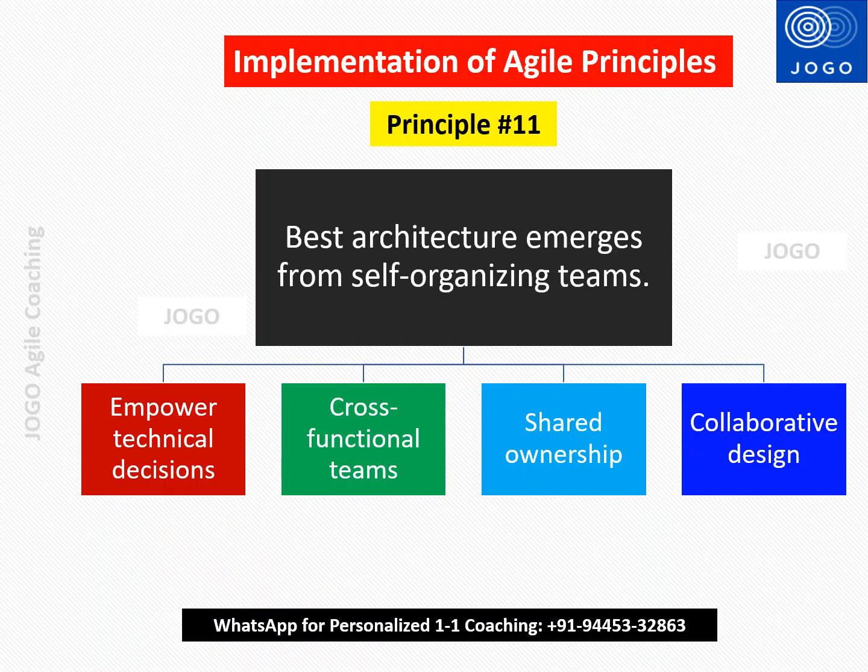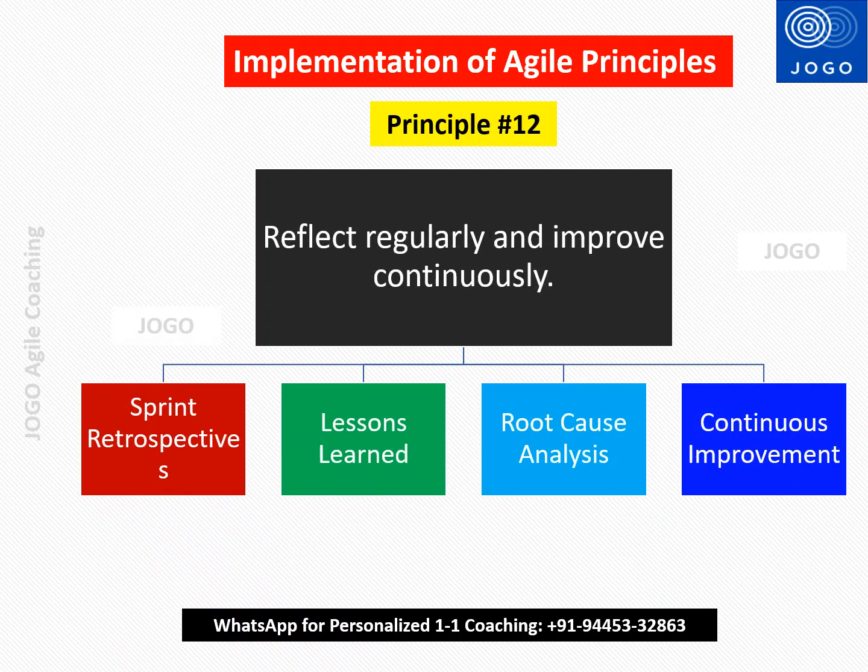the team so that team, product owner, and the business should own the technical architecture. And collaborative design, we need to ensure that the design is done with a collaborative effort. By doing these activities, we can implement the Agile Principle 11 at work. Now let us understand how to implement the 12th Agile Principle, reflect regularly and improve continuously.